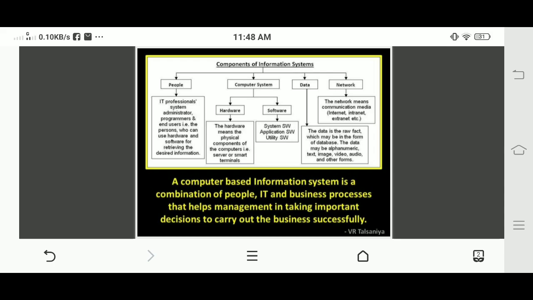Hardware means any physical component of the computer, that is server, then terminals, smart terminals, your different components, that is keyboard, mouse, all such things are termed under hardware. Next is software, that is system software, application software, utility software. Now here also students, there is a difference between system software, application software and utility software. System software means the system which we are using, which runs on a particular software. Application software is you can have n number of applications on your system, that is termed under application software.